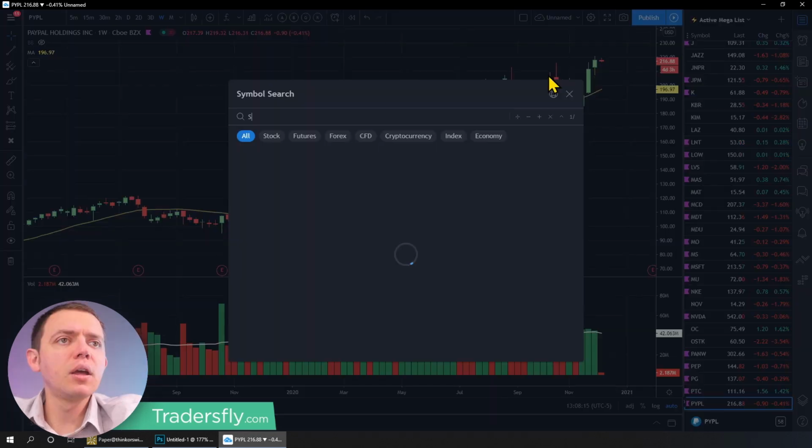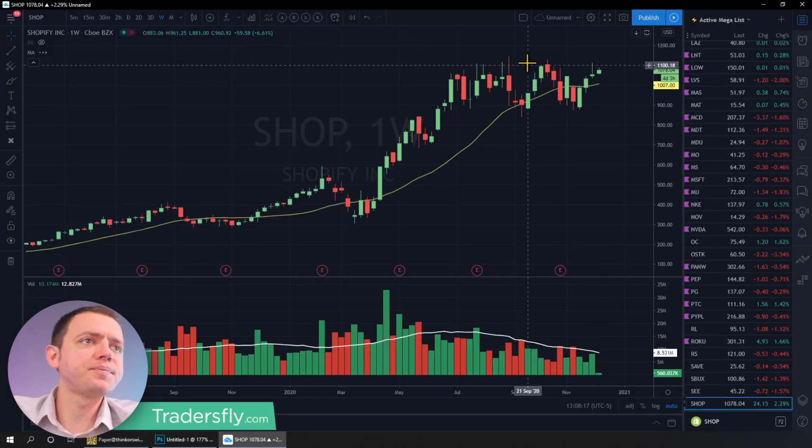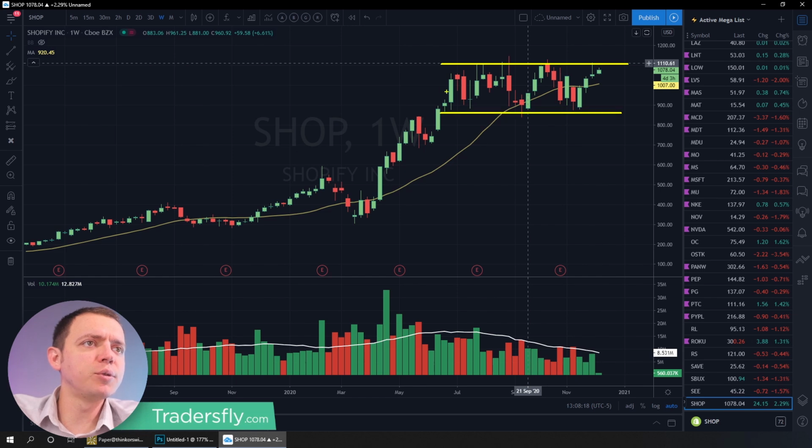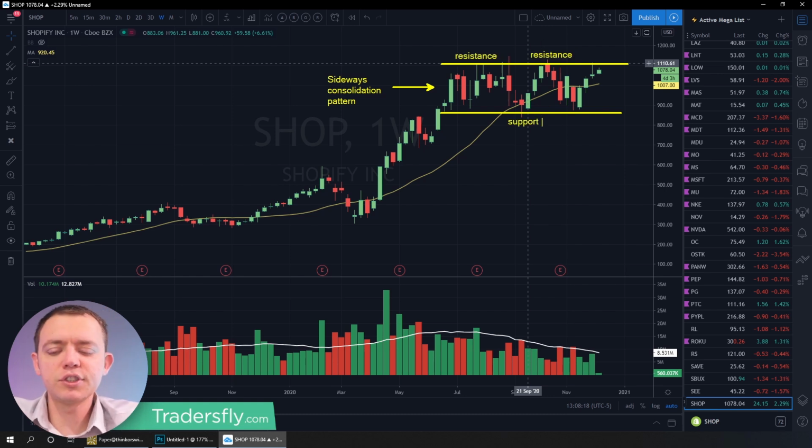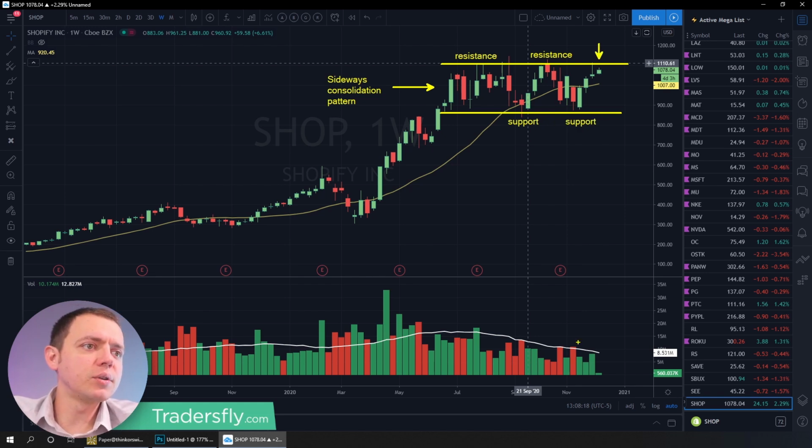Okay, next one, Shopify. Also another one that's been doing well. Similar to PayPal, if you look at this pattern, a lot of these stocks, they kind of move sideways. So there's your sideways consolidation pattern. Here's your resistance and resistance. And here's kind of your support and support. And now the stock's attempting to kind of come in there.